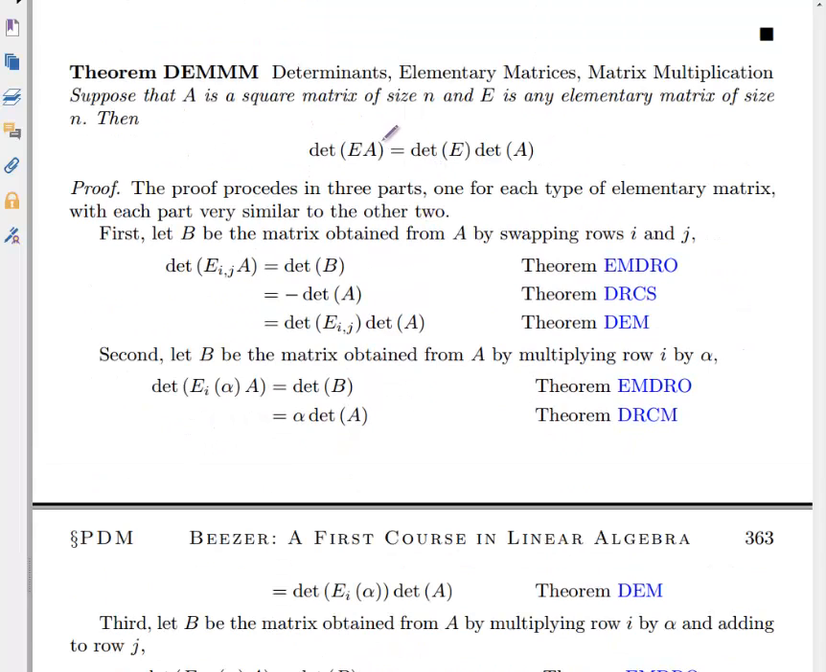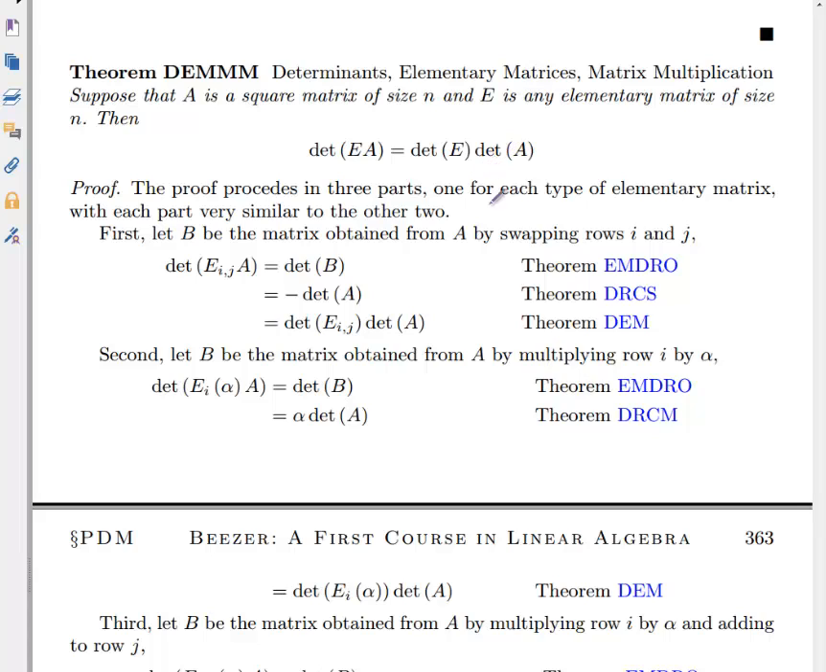Now, this is a cool theorem. It says that the determinant of an elementary matrix times any matrix is equal to the determinant of the elementary matrix times the determinant of that matrix. This actually is called the homomorphism property. I'll write it here, homomorphism. Which is a pretty cool property. You study that in abstract algebra. But what it says is if I multiply a matrix by an elementary matrix on the left, I can get the determinant of the result by multiplying the determinants.